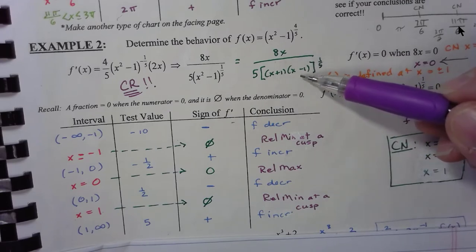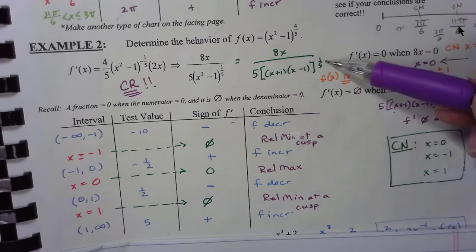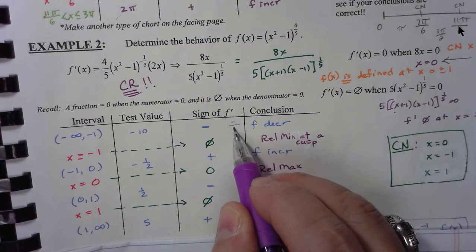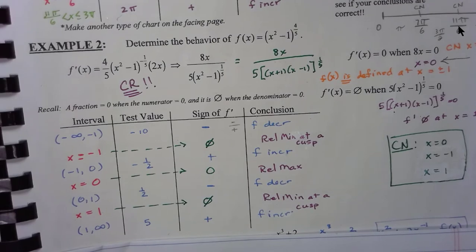Negative 10 minus 1 is negative. I have 5 over the 5th root of a positive. So this is a negative over positive, which is negative. See, I'm not really worried about the actual value of the number. I'm worried about the sign.